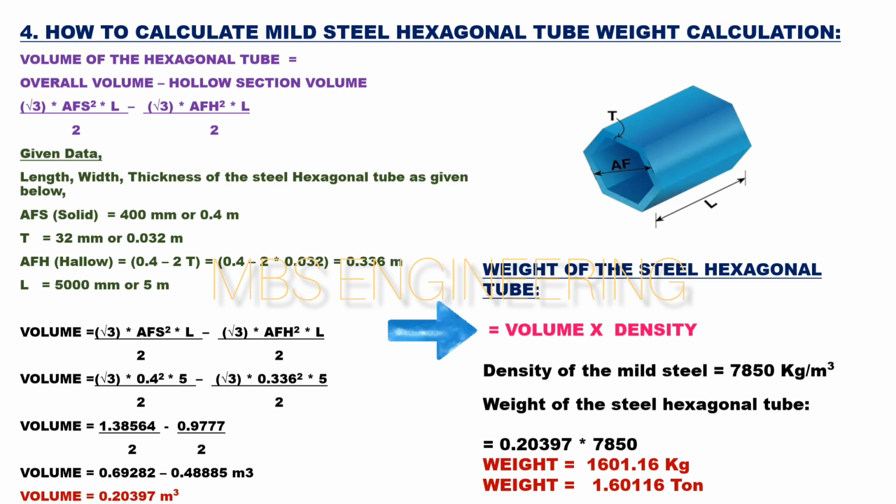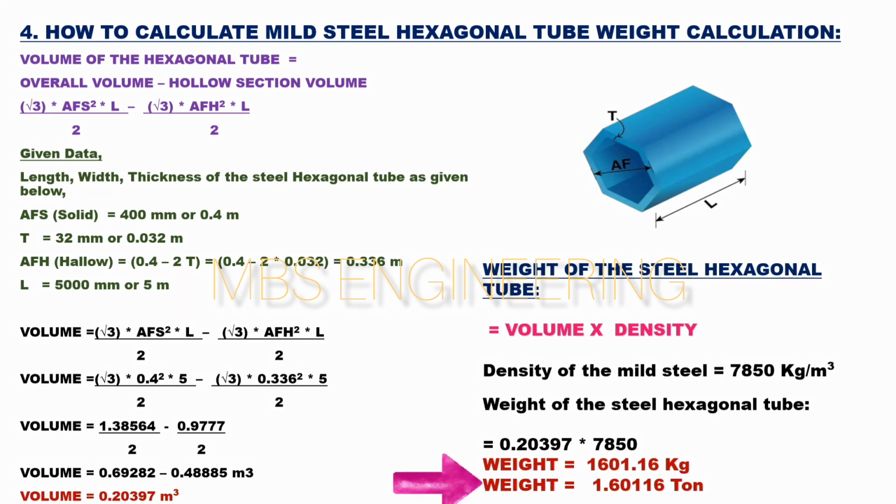Next, we learn about how to calculate the weight of the mild steel hexagonal tube. Volume is multiplied by density. Assume that the density of the mild steel is 7850 kilograms per cubic meter. Then, the weight of the steel tube is 0.20397 multiplied by 7850. The mild steel hexagonal tube has a weight of 1601.16 kilograms, or 1.60116 tons.